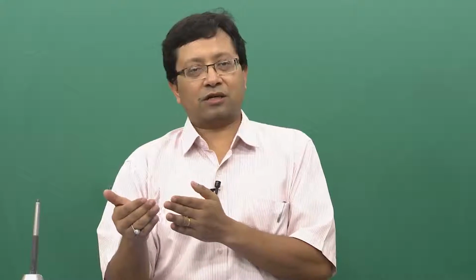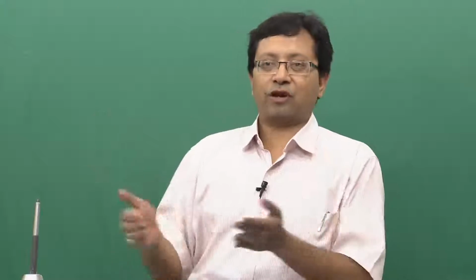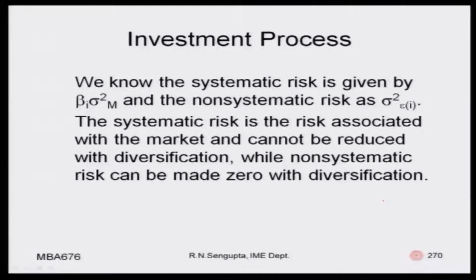So, the closer they are, the more they would exactly mimic each other. The further they are, obviously the beta values or the standard deviations would be far removed from each other. Far removed means the market risk as well as the variance or the risk of the portfolio or the stock which you are formulating. We know that the systemic risk, which you already discussed, is given by beta i into sigma square m, where beta i is the beta value of that particular portfolio or stock, and sigma square m is the market variance.